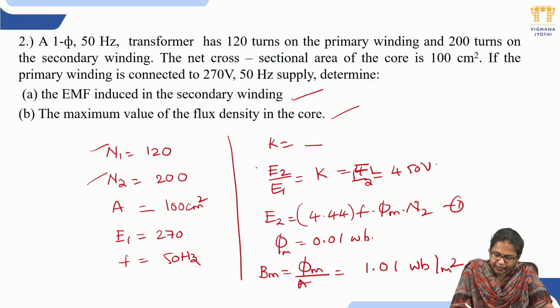So the same kind of problem can also be solved using a different method. By using the direct expression also we can calculate, but for calculating that, flux is not known to you. So that's the reason we went into this equation using the same voltage transformation ratio.